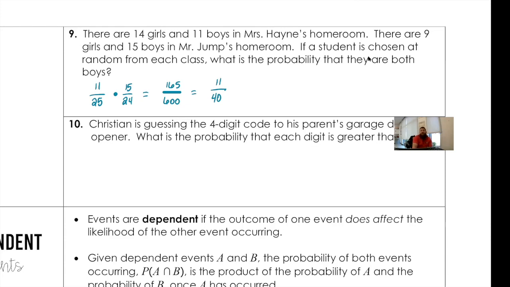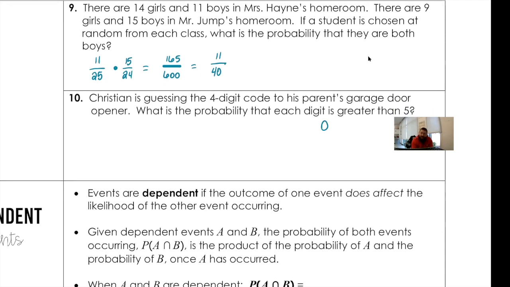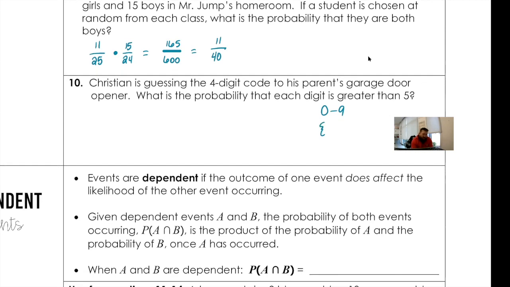Christian is guessing the 4-digit code in his parents' garage door opener. What is the probability that each digit is greater than 5? It is imperative that we remember, when we see something like this, our numbers are from 0 to 9. So our possible set is 0, 1, 2, 3, 4, 5, 6, 7, 8, 9. So we've got 10 possibilities.